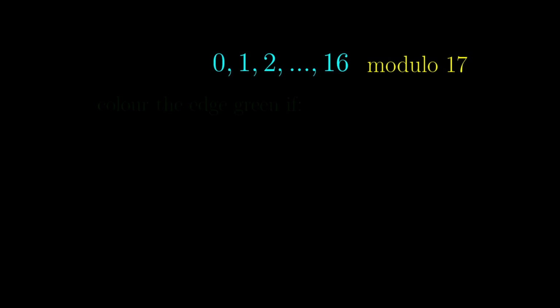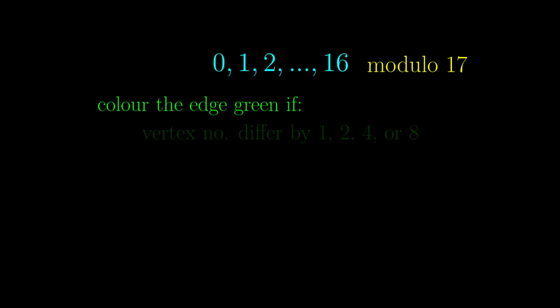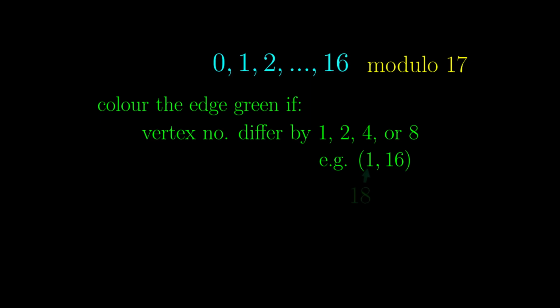Now the graph is constructed like this. We color the edge green if the endpoints have vertex numbers differing by 1, 2, 4, or 8. So for example, the edge connecting vertex 1 and vertex 16 is green, because vertex 1 can also be regarded as vertex 18, and then the difference in vertex numbers is 2. And so we should color this edge green. And we color the edges red otherwise.